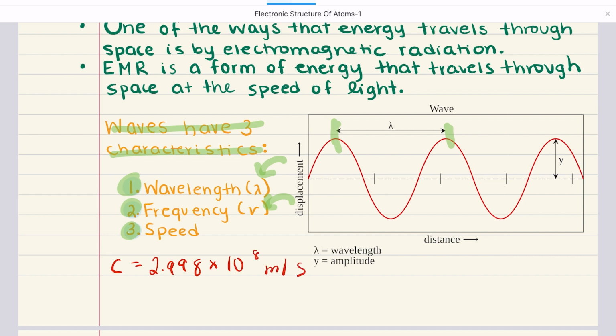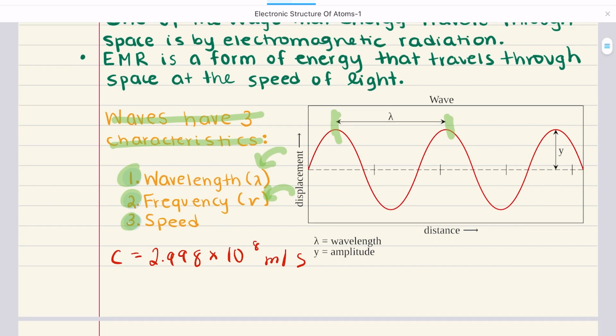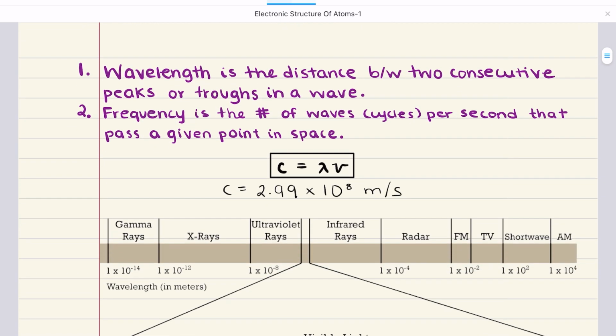Now, there's an important consequence for this. This means that longer wavelengths result in low frequency and shorter wavelengths result in high frequency. And so therefore, there is a relationship between frequency and wavelength. And the relationship between frequency and wavelength for electromagnetic radiation is going to be the following: c, which is the speed of light, is equal to lambda, which is wavelength, multiplied by nu, which is frequency.